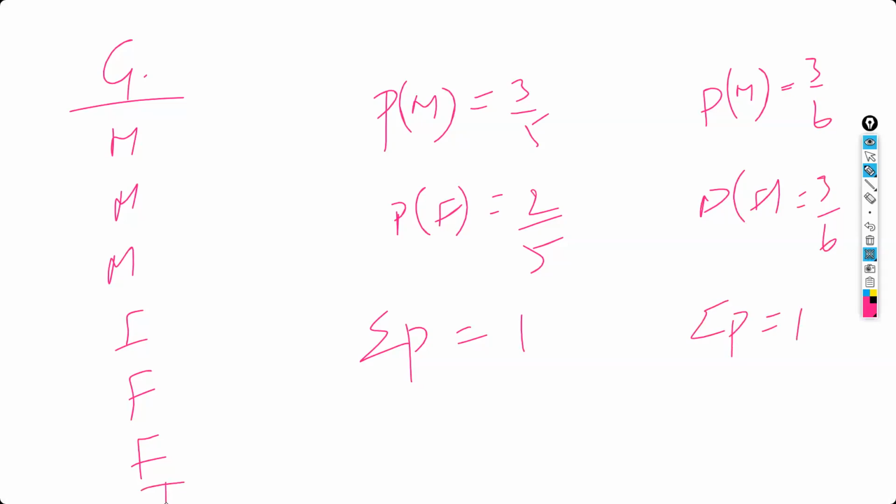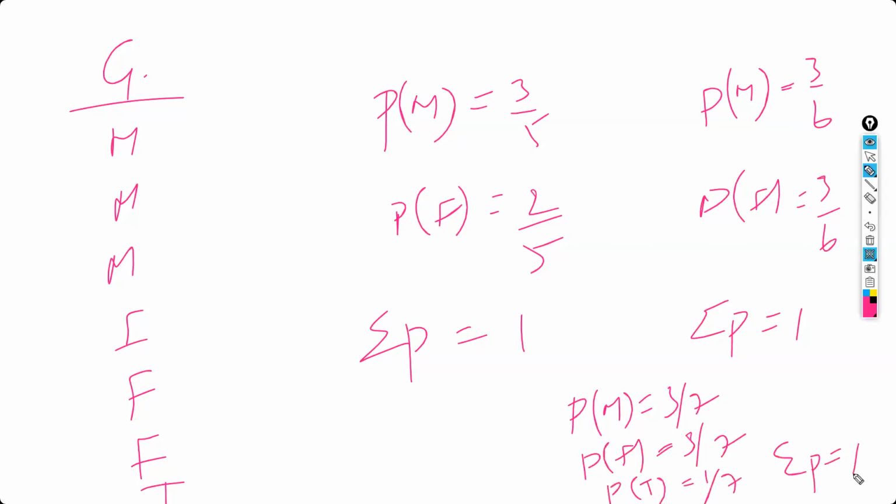Let's add one more, T. Okay, what is the probability of M? 3 by 7. What is the probability of F? 3 by 7. What is the probability of T? 1 by 7. What is the sum of the probabilities? 1. For every category, you are calculating the probability and adding them all. Adding every category means indirectly adding all the records. All the records by all the records is always 1 only. So the sum of the probabilities will be 1 every time.